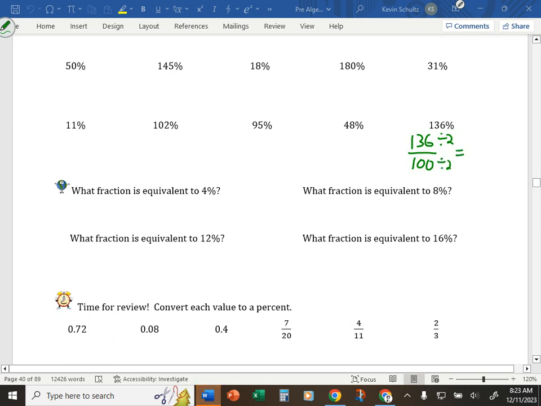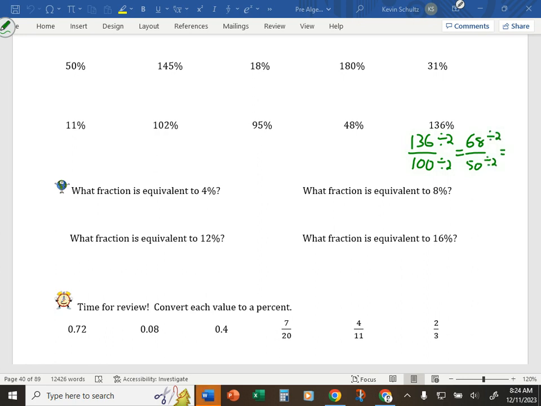What's half of 136? 68. And then 100 divided by 2 is 50. Can we go further? Yes, you can divide by 2 and get 34. That's where your 34 came from. 68 divided by 2 is 34. 50 divided by 2 is 25. Now we have gone as far as we can go. So 34/25 is the final answer.